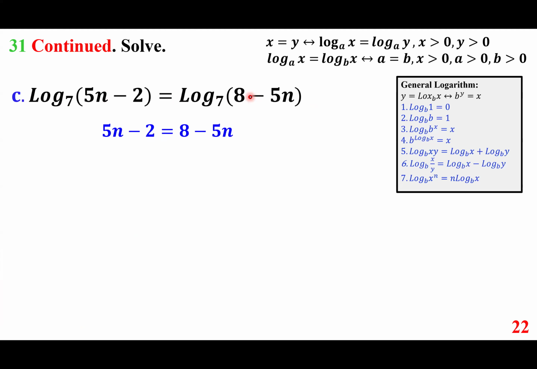So we move things around as follows. We move this one this way, becomes plus 5, and this becomes plus 2, and 10n equals 10. Divide by 10, and n becomes 1, and we are done.